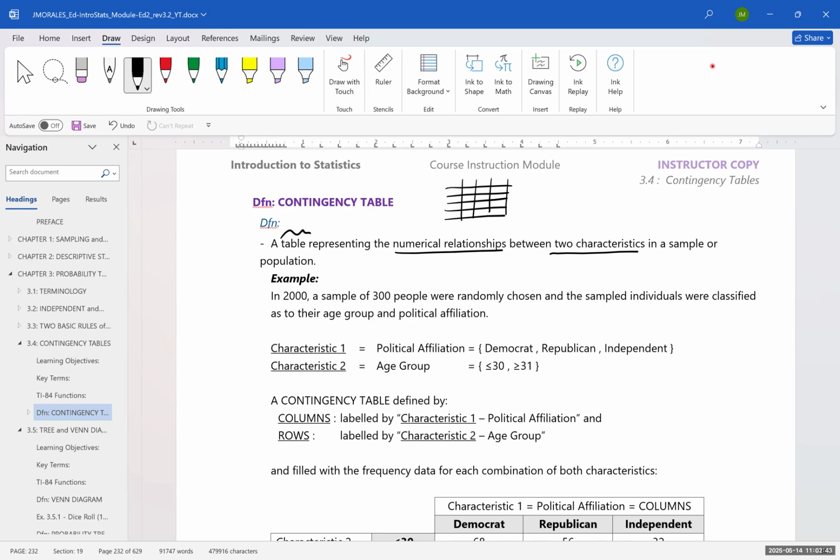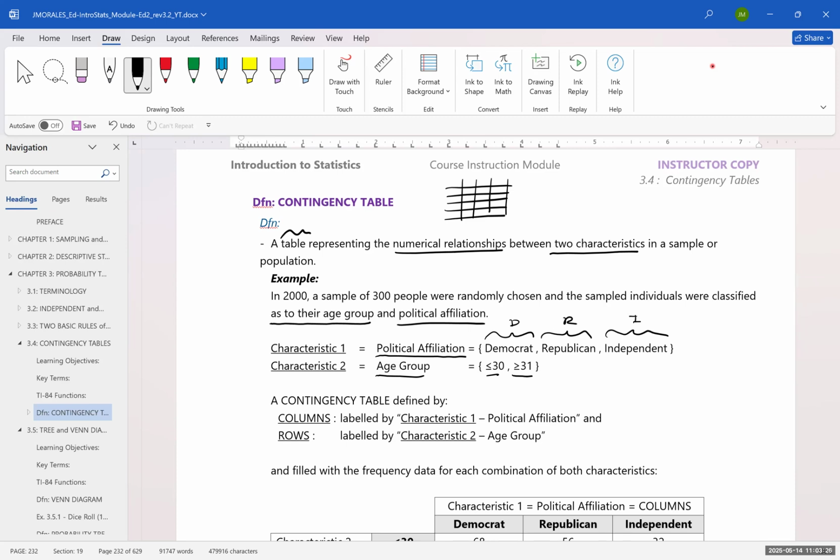For example, in the year 2000, a sample of 300 people were randomly chosen, and the sampled individuals were classified as to their age group and political affiliation. Characteristic one is their political affiliation. Did they register as Democrat? Did they register as Republican? Or did they register as independent? The second characteristic was age group. Were they 30 years and younger, or were they 31 years old and older?